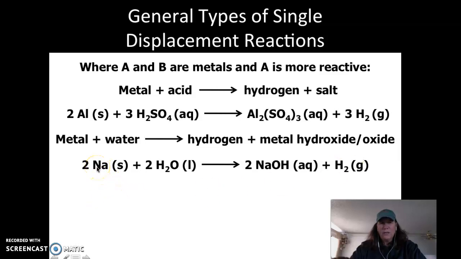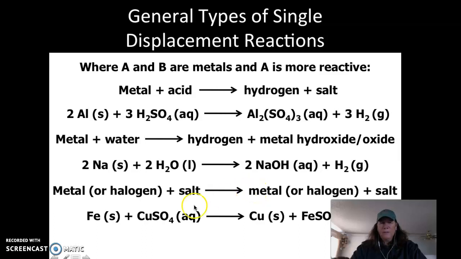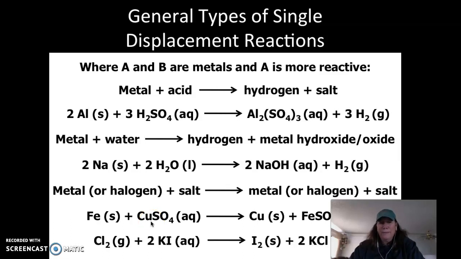Here I got sodium. What happens is sodium pushes out hydrogen. So now I got sodium here, hydrogen here. This is a single replacement. Sodium replaces hydrogen. And here's another one, iron and copper sulfate. The iron takes the place of the copper. So now the copper is by itself and the iron's combined with the sulfate. These are all single replacement reactions or single displacement. It depends on, again, what book you read. There's another example. In this case, chlorine pushes out iodine.